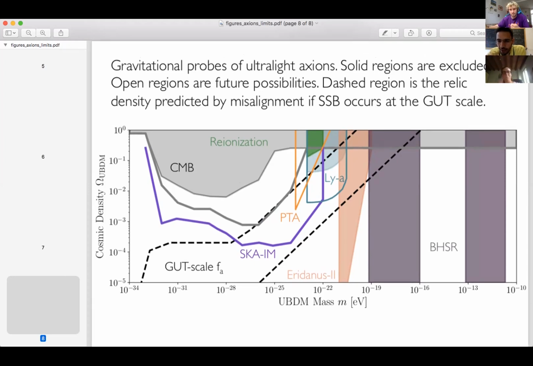you can take a value for the initial misalignment angle which is not tuned, and then you would get a line in this plot that would be the natural prediction from string theory for different masses and different abundances of dark matter. Yes, of course, we have a little bit of freedom in model building, so maybe we can also get an area instead of a line. But yeah, I agree. Probably not as large as yours.